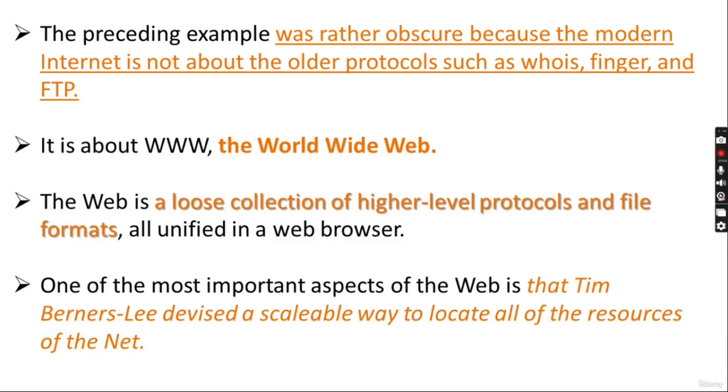Okay. The example was rather obscure because the modern internet is not about the older protocols such as whois, finger, and FTP. Whois, finger, and FTP are older ones, so the previous example we have seen just now was rather obscure. It is about www, the World Wide Web. The web is a loose connection of higher level protocols and file formats, all unified in a web browser.